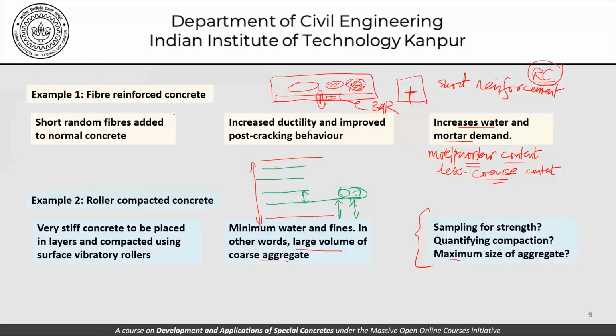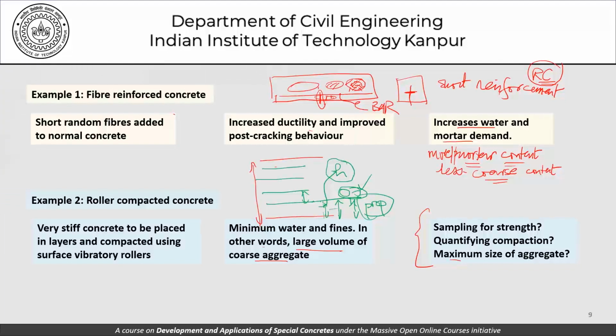So therefore, the issue is what should be the height, what should be the thickness of a layer, and what should be the properties of this concrete, in order that this roller compaction is effective over this depth. So these are all issues which are related to one another. That's what needs to be resolved.